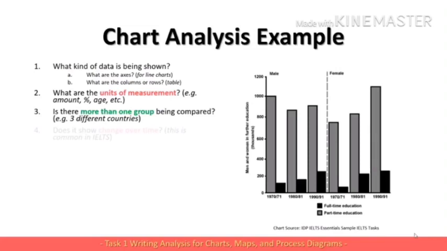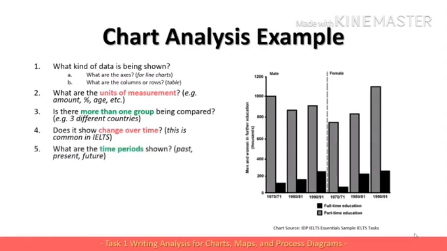Very interesting. Does it show change over time? Well, absolutely. The x-axis shows years: 1970 school year, 1980 school year, and 1990 school year. So there's definitely change over time. What are the time periods shown? Do we have anything in the present or future? I don't think so. It's 1970, 1980, 1990. This is all in the past. What is the general trend?